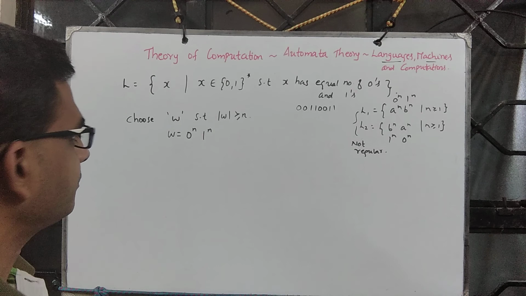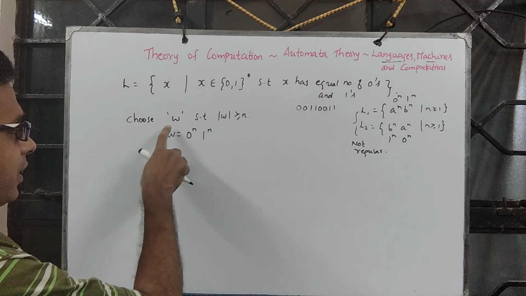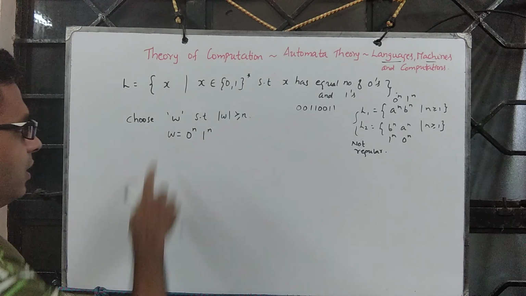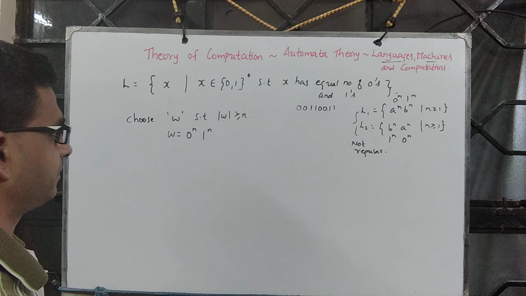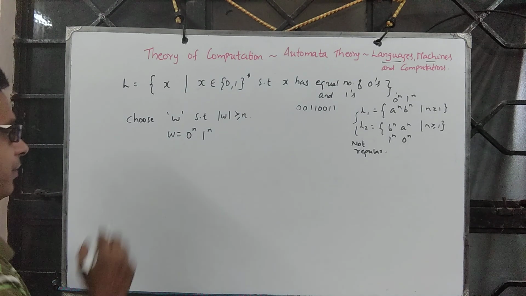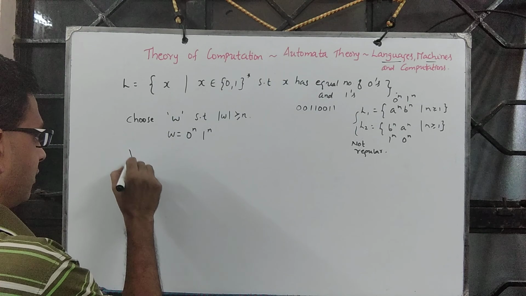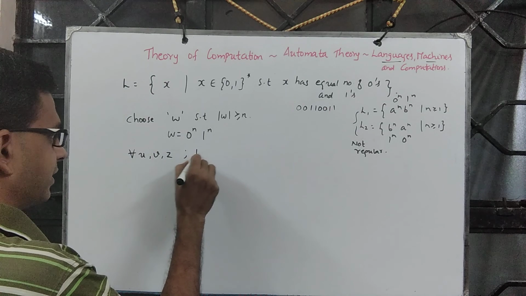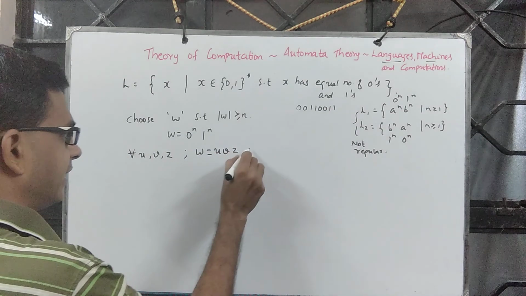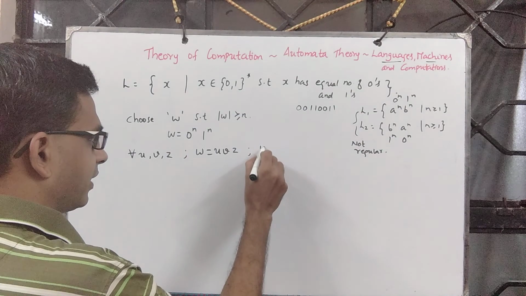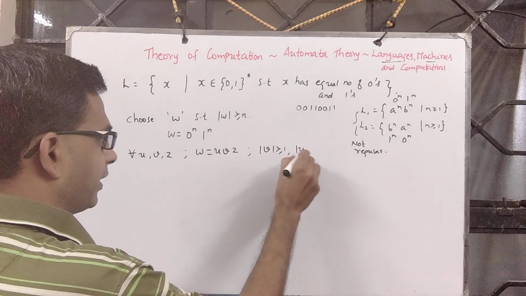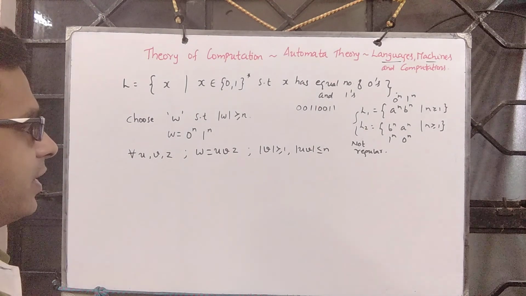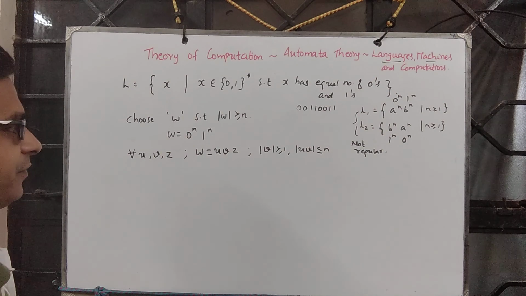Anything is fine. So the W that we choose should depend on n. That much is clear. Choice of W is with us. Then for this W, you come up with any decomposition. So for all U, for all V, for all Z, such that W is UVZ with a constraint that V is at least 1 and UV is at most n. With this we will produce a string which is not in this language.